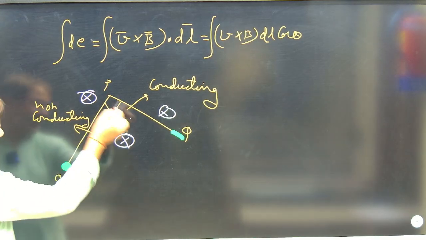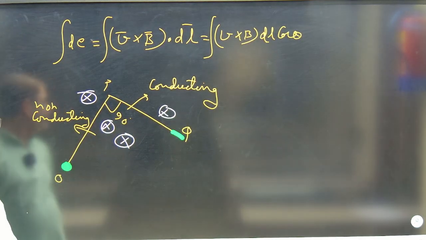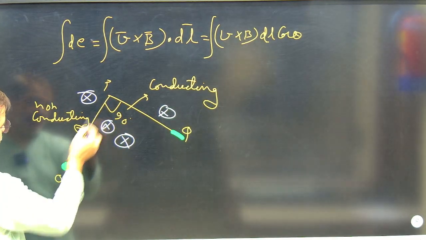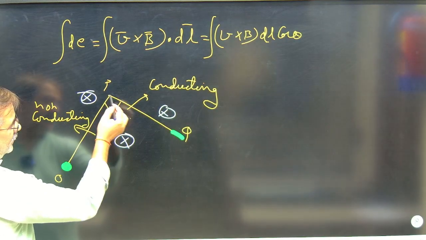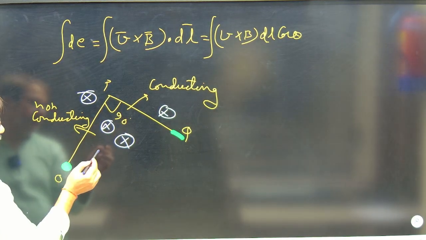So actually EMF will happen only in the length PQ, because OP is non-conducting. Say it is a wooden handle. PQ is the copper rod, and OP is the wooden handle.